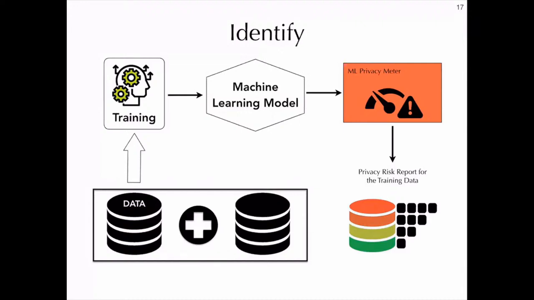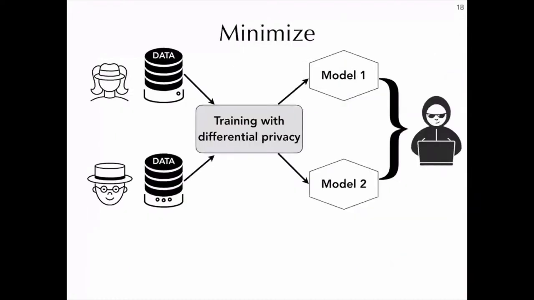For example, differential privacy, which is a standard notion of statistical privacy. A learning algorithm is said to satisfy differential privacy if the models that are obtained by training on datasets that differ by only one record are indistinguishable to an external attacker. The level of indistinguishability is controlled by a privacy parameter epsilon. Open source tools such as OpenDP and TensorFlow allow for training models with differential privacy guarantees.